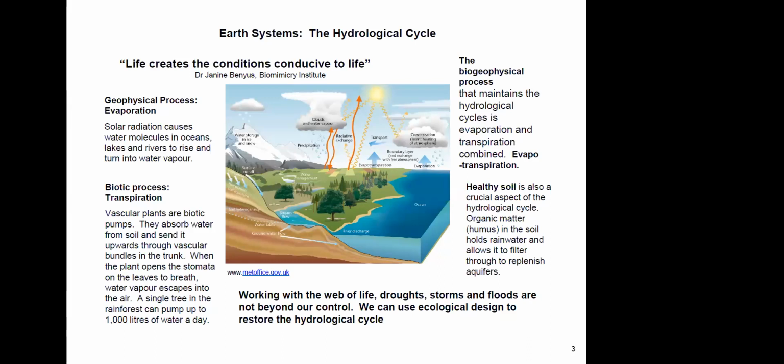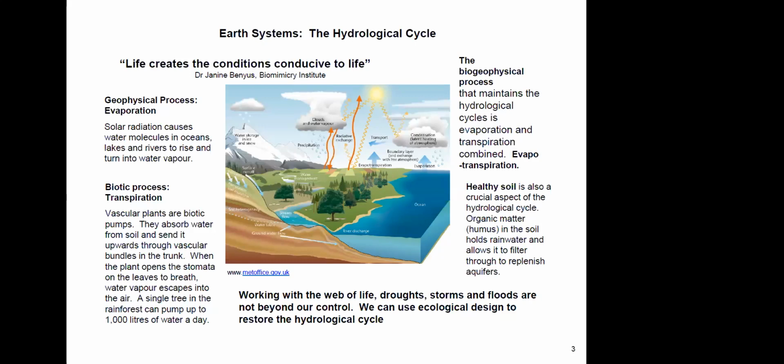Of course, healthy soil is really important to the hydrological cycle because the humus, the organic matter in the soil, absorbs the water when it rains and stores it in the soil. And in this way, the water can also filter down into the aquifers, the groundwater, so that it can come back again to earth as springs or from wells. And that's really important as well.